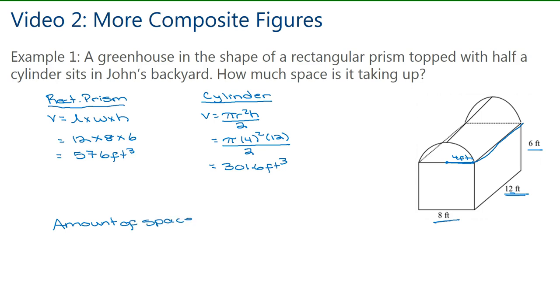So the amount of space the greenhouse is taking up is going to be 576 plus 301.6 for a total of 877.6 cubic feet.